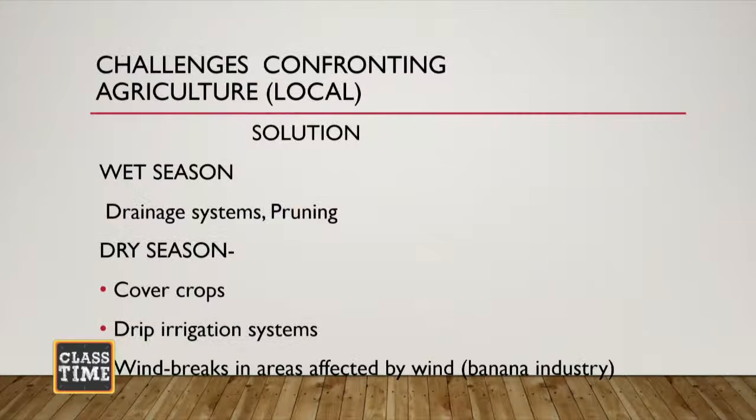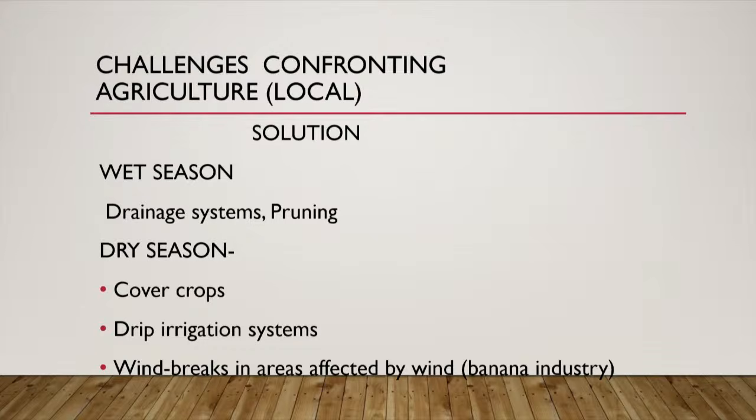Now, windbreaks would have been a solution to the problem of heavy winds. They could have created barriers along or around the bananas to reduce or buffer the impact of the winds on the crop itself. Another solution could be a drip irrigation system during the dry season, where we look at conserving and controlling the amount of water.